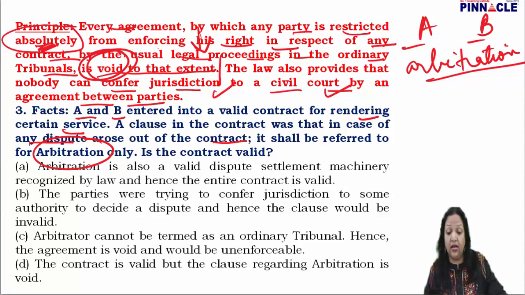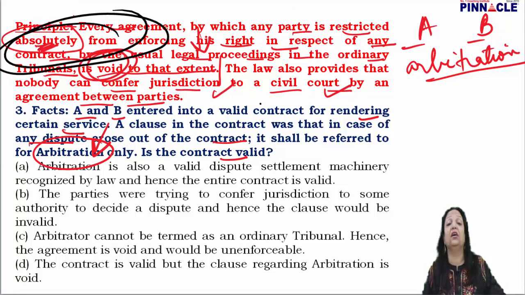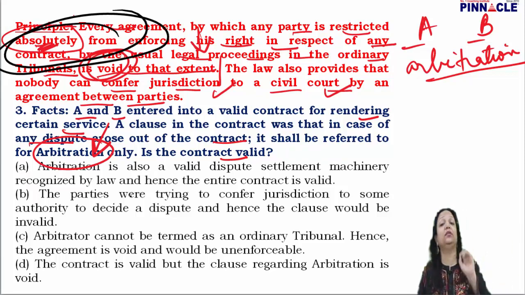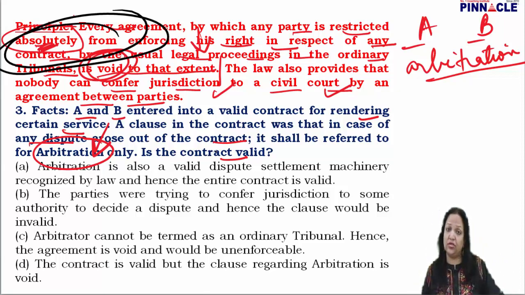Okay, now here what is there in their contract? The contract very clearly says there is a clause that if there is a dispute in the contract, it will be referred to arbitration only. There is going to be arbitration only. Now, is the contract valid? Now let us see. See, the first point had said that there is absolute restriction, there is complete restriction from enforcing the right. But in the second case, is there complete restriction? No, there is not complete restriction. The clause says that there is going to be arbitration. Arbitration is going to be the method by which they are going to settle the dispute.